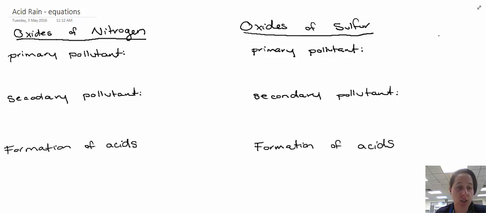In each of those cases you need to be able to recognise the primary pollutant and write an equation to show how it forms, the secondary pollutant, write an equation to show how it forms, and also write the equations of the acids that form from those pollutants.